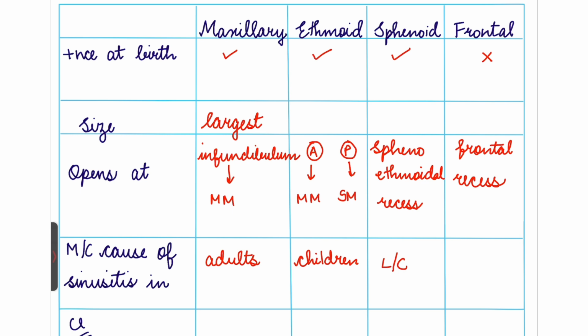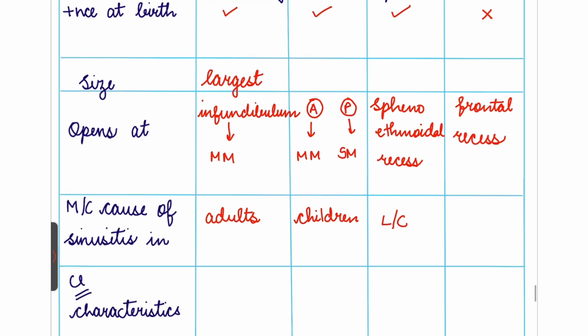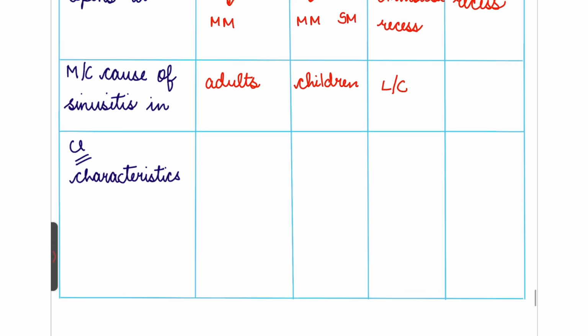Let's look at some clinical characteristics so that you will be able to answer MCQs easily. These clinical features help us to differentiate between the sinus which is involved in sinusitis. In maxillary sinusitis, the pain is referred to the upper jaw. Because of this, there will be increased pain when there is movement of the jaw.